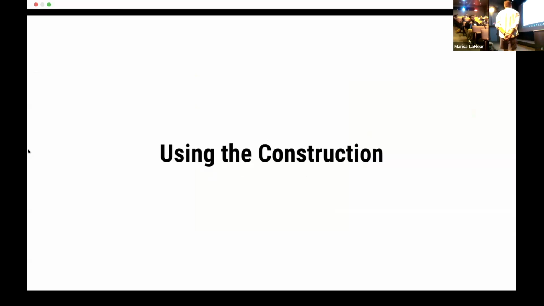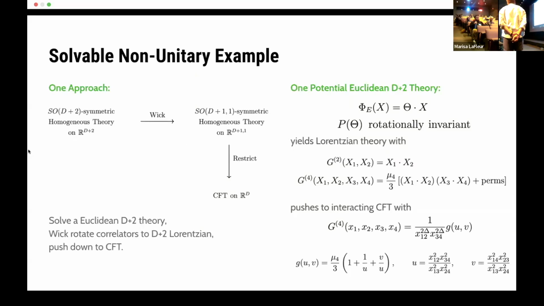But let me give you 2 simple examples to just prove this first. This is a dumb example, okay? The point is pedagogy. In this case, I'm going to start with a D+2 Euclidean theory with full rotation symmetry. I'm going to compute all of the correlators of this theory exactly right here. I'm going to Wick rotate to D+1, and push down the projective null cone and get a CFT. So we solve the Euclidean D+2 theory, we Wick rotate to the Lorentzian theory, and we push down to the CFT.